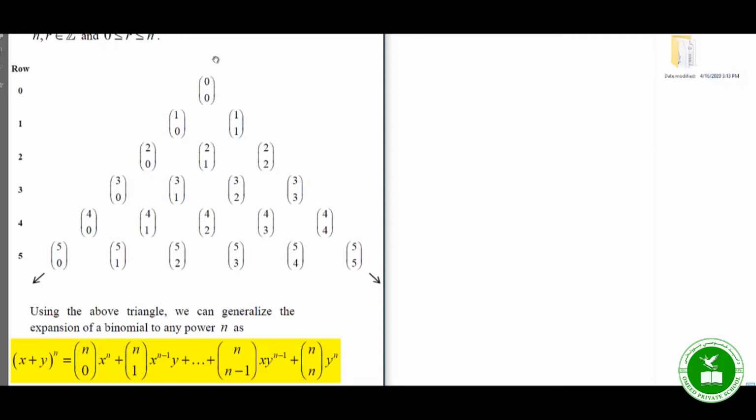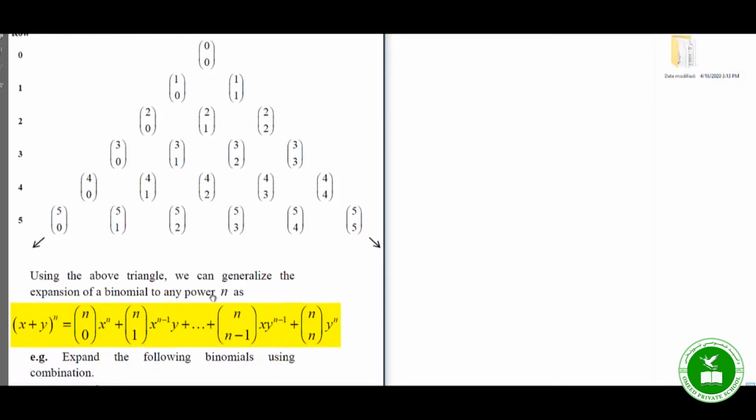The entry for row 0 is the combination of 0 chosen from 0. The entries for row 1 are the combination of 0 chosen from 1 and 1 chosen from 1. The entries for the third row are the combination of 0 from 3, 1 from 3, 2 from 3, and 3 chosen from 3. For the fifth row: combination of 0 from 5, 1 from 5, 2 from 5, 3 from 5, 4 from 5, and 5 from 5.